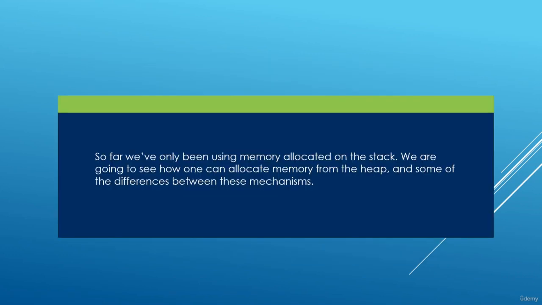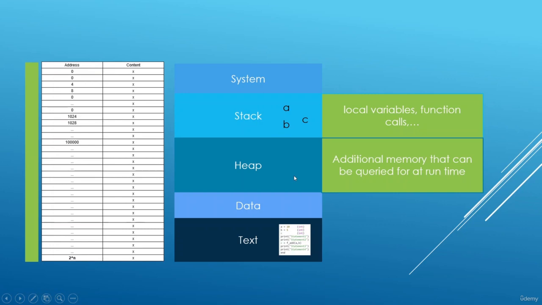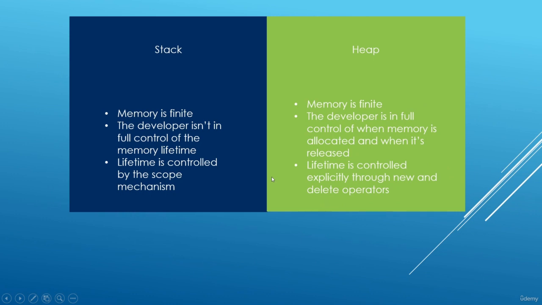Okay, so far we have been using memory that lives on the stack section of our memory map. We were using variables that we have declared in the main function. We were using variables that we have declared inside some functions. And that's all stuff that live on the stack. Now we want to see how we can use the heap. Okay, let's take a closer look at our memory map. We have the stack, we have the heap, and the differences between these two guys are laid out here.